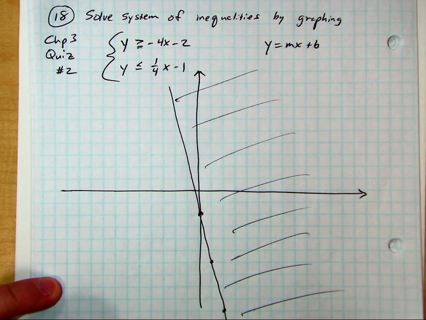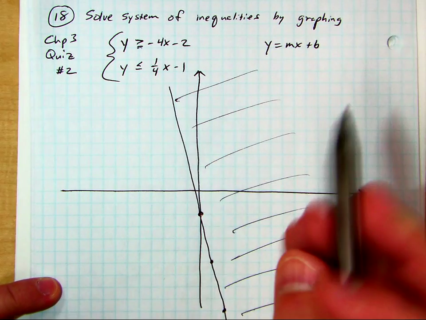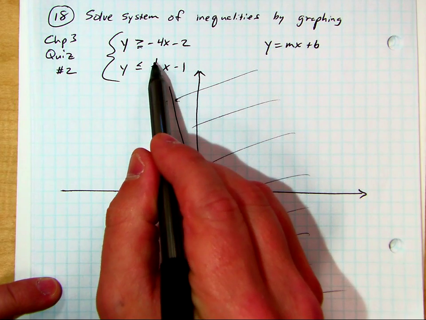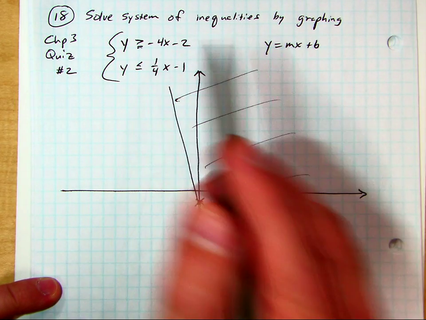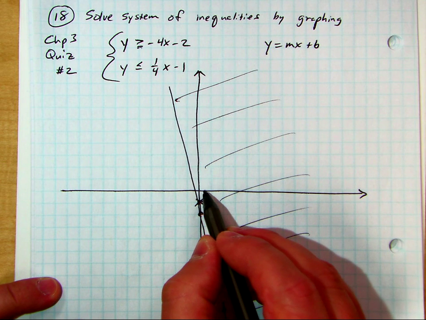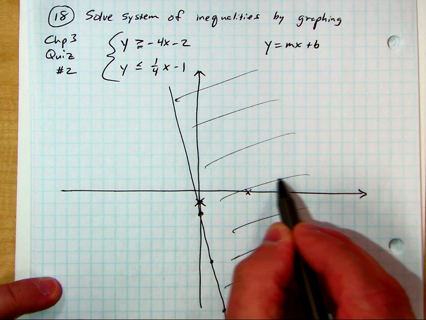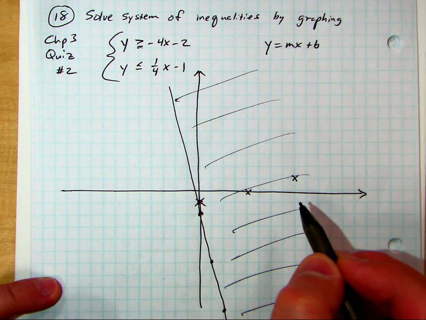Make sense? And let's do the same thing for the other line. Start at negative 1. Let's make X's. And then the slope is 1/4. This is a positive slope. So we go up 1, over 1, 2, 3, 4. Drop another dot. Up 1, over 1, 2, 3, 4. You got that part for the plotting?